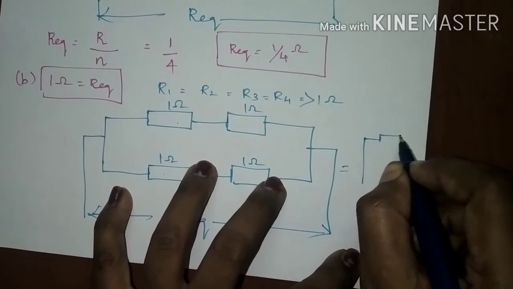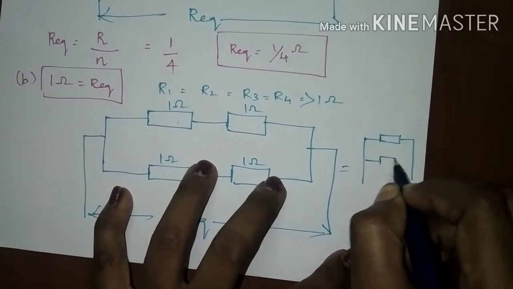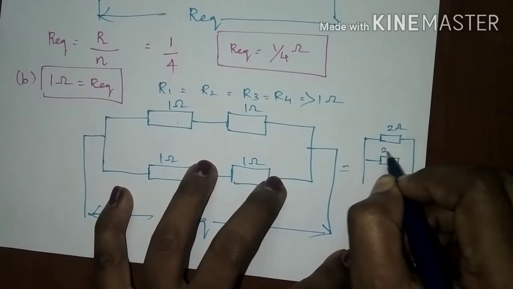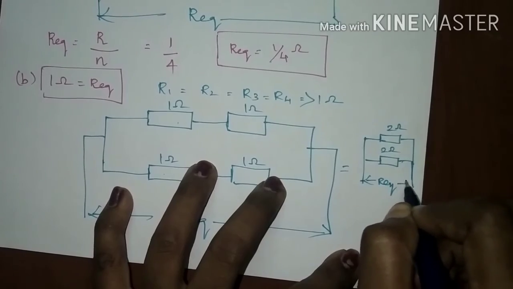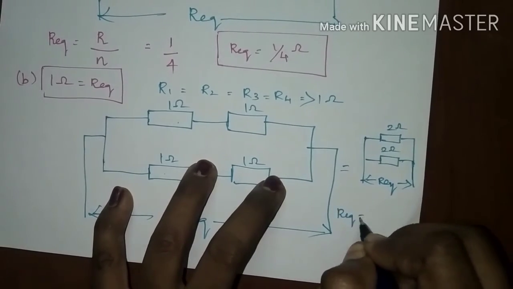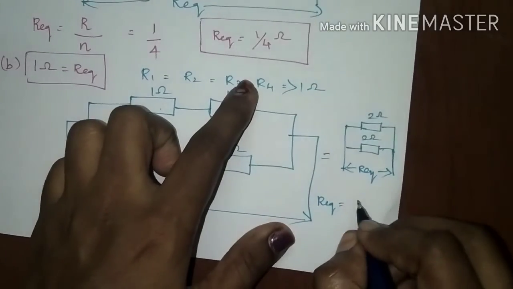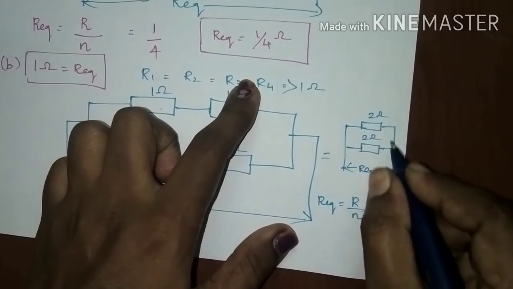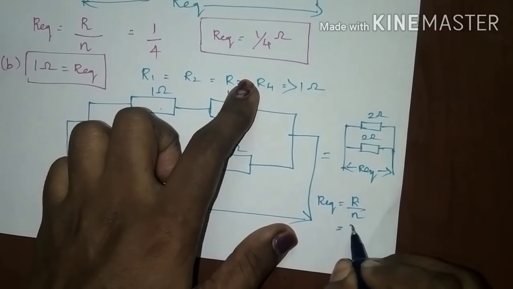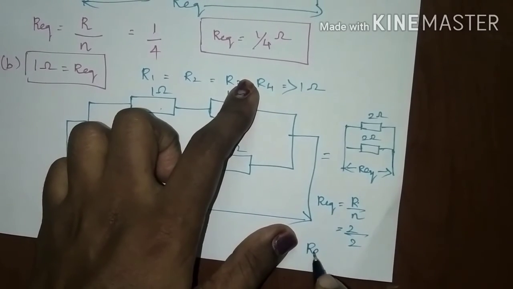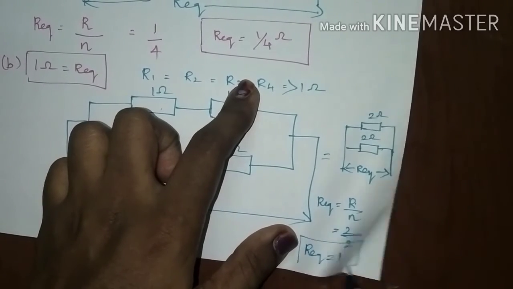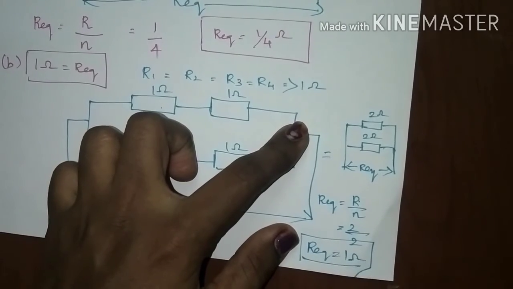Now, the circuit will look like this, right? 2 ohms and 2 ohm, and we have to find the R equivalent. R equivalent we can find by the shortcut method which I told, R by N, when R is identical. Here R is 2 and it has been connected twice. So, R equivalent is 1 ohm. R equivalent is 1 ohm.